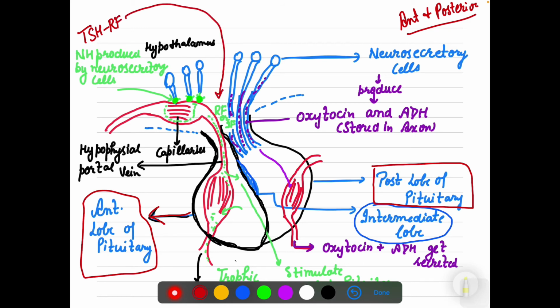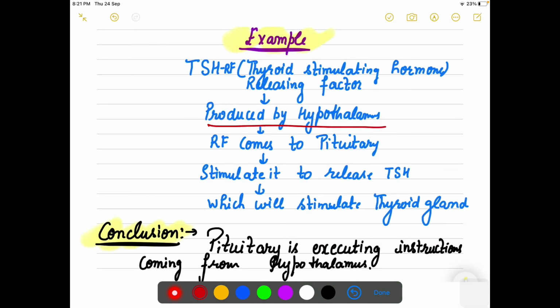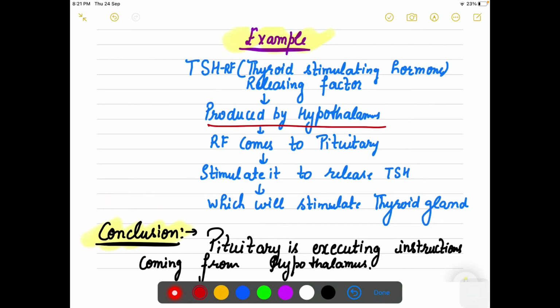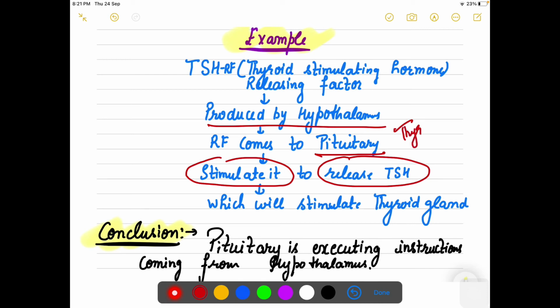Now who brought it here? The hypothalamus. It is produced by the hypothalamus. It comes to the pituitary, definitely the anterior lobe of the pituitary. It stimulates the anterior lobe of the pituitary, and the anterior lobe starts releasing TSH, that is thyroid stimulating hormone. And whom will this go and stimulate? It goes and stimulates our thyroid gland.